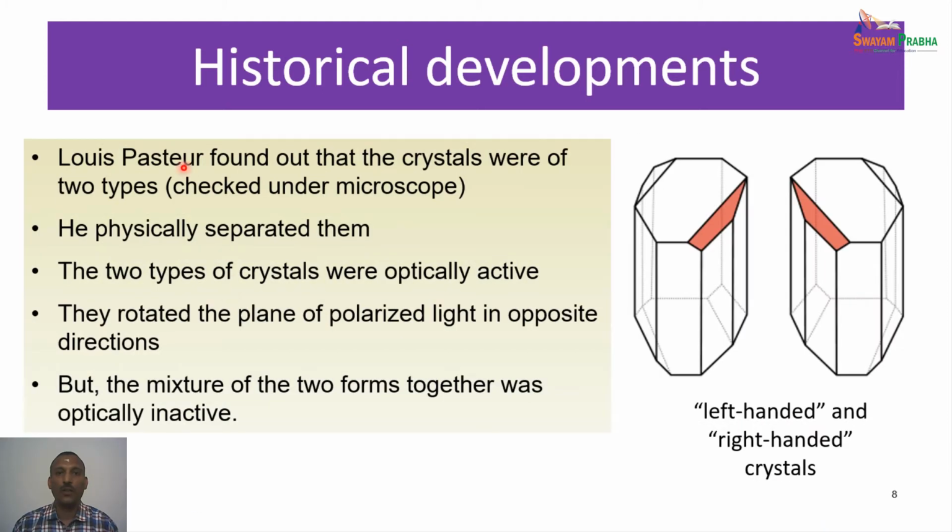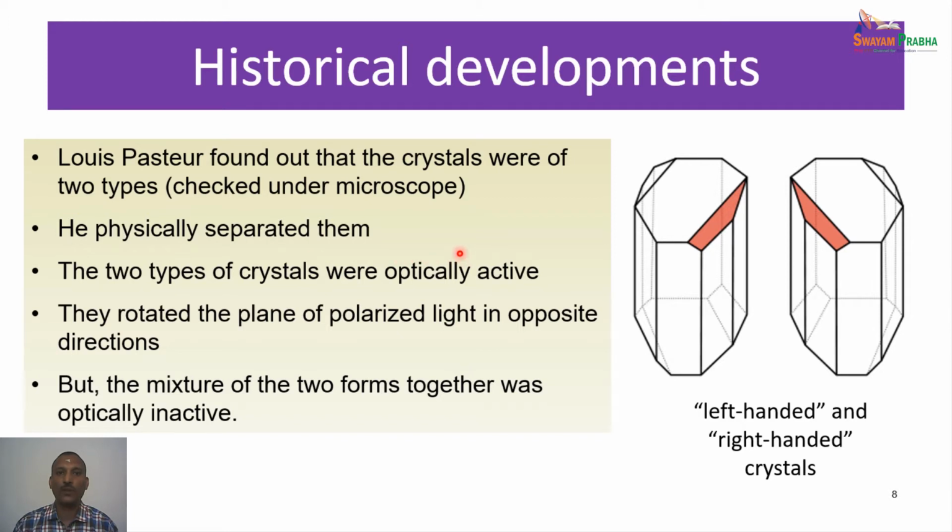But Louis Pasteur did not stop there. He found that the crystals were of two types, as shown here. One has a left-handed arrangement, another has a right-handed arrangement. Like that, he identified these two types of crystals using a microscope. Then what he did was the major breakthrough in organic chemistry. He started physically separating them using a tweezer.